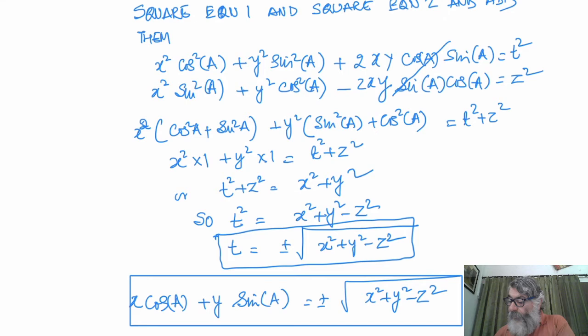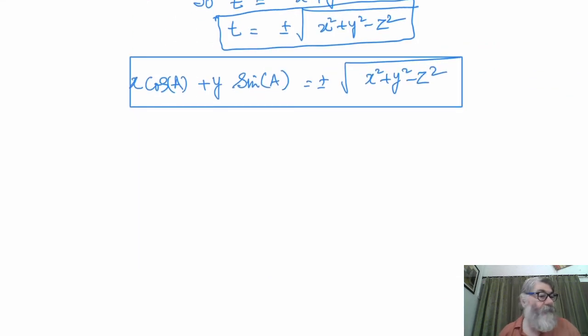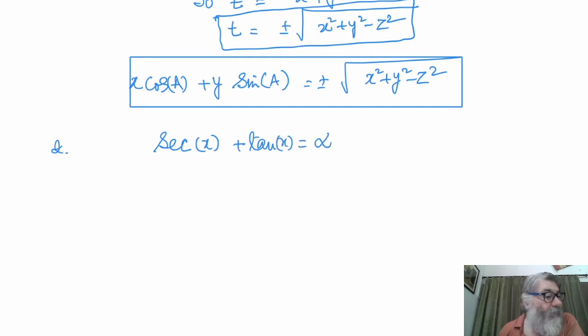Okay, now let's see the next question. Next question is sec x plus tan x is equal to alpha. It says then find sec x, tan x and sin x and cos x in terms of alpha.